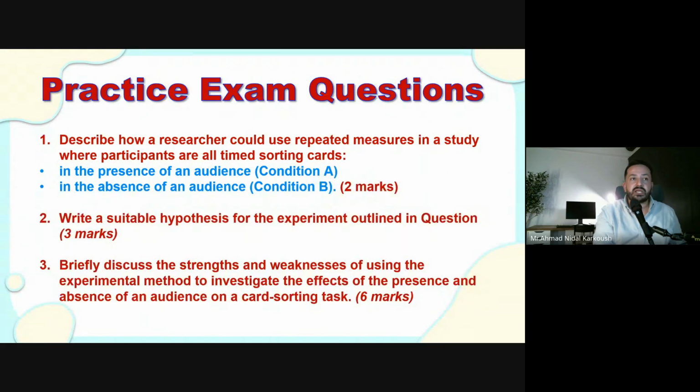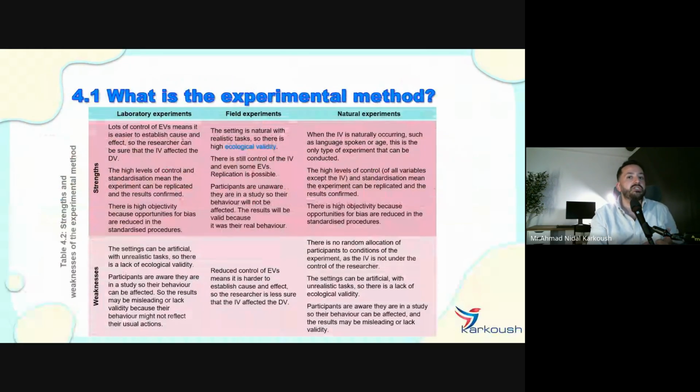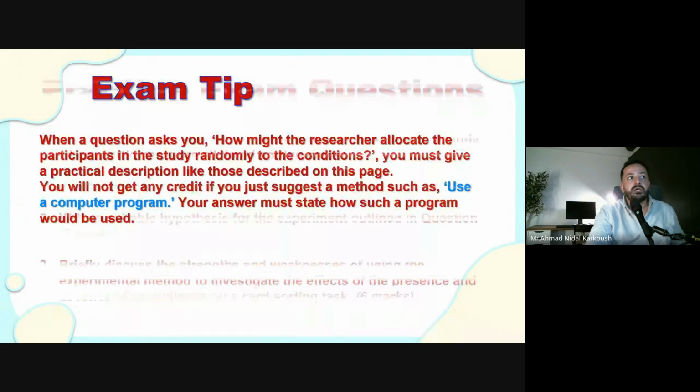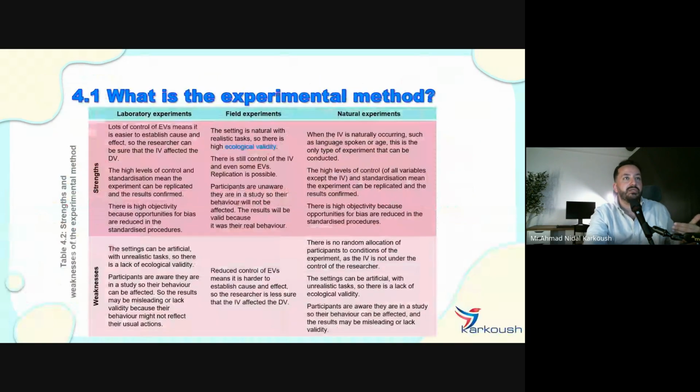And you will briefly discuss the strength and weakness of using an experimental method, any one of the experimental methods. They can actually ask you about the strength and weakness of using a lab study, a field study, or a natural experiment, any one of those. So you will briefly discuss the strength and weakness of using this method to investigate a certain study in your exam. They will give you a specific experiment, and then ask you to evaluate the strength and weakness of using one of these three, whether it's a lab or a field or a natural experiment. If you get it, you get it.